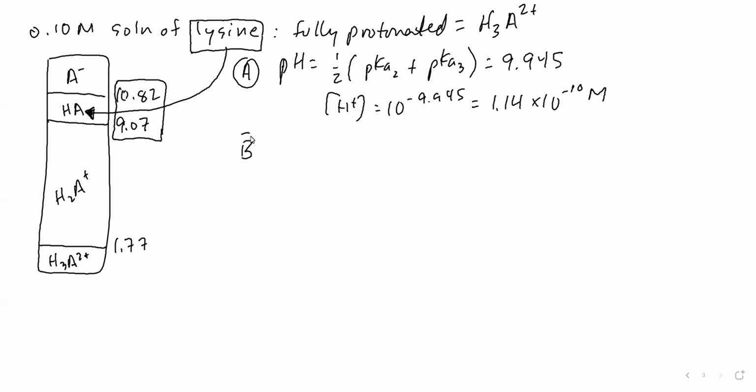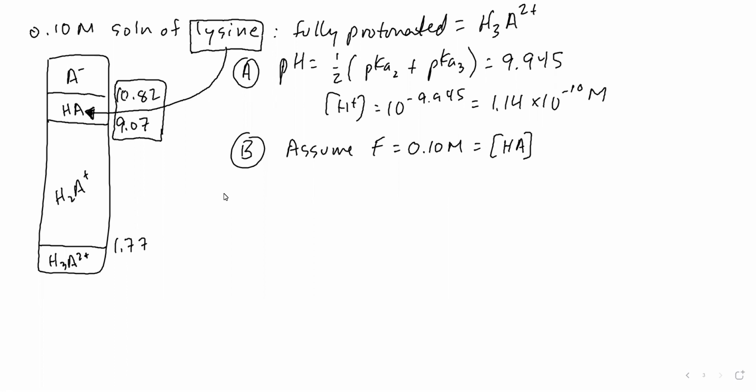And then step B is to make the assumption that is similar to what we did in problem 4. We're going to assume that the formal concentration of lysine, which is 0.1 molar, is equal to the actual final concentration of lysine, HA. And that allows us, with the H+ concentration and HA, to begin doing some calculations.